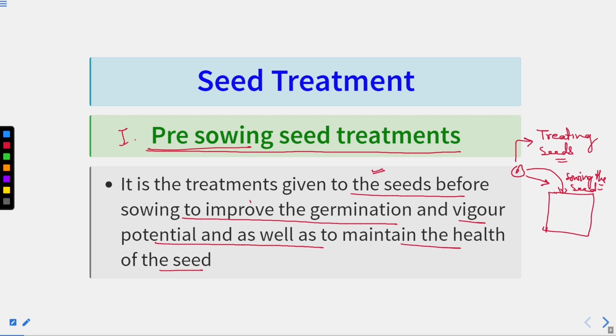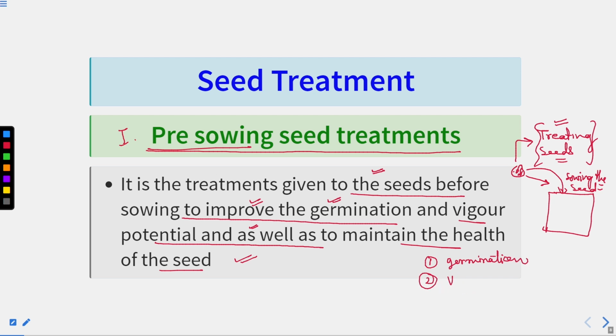So it improves not only that. If there are any fungal spores attached to the seed, or any fungal hyphae inside the seed, those can be removed by this treatment, and it can improve the germination as well as the vigor potential of the seed, and it also maintains the health of the seed. So there are three things, right? It improves the germination.